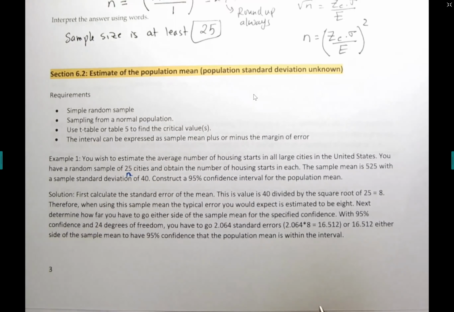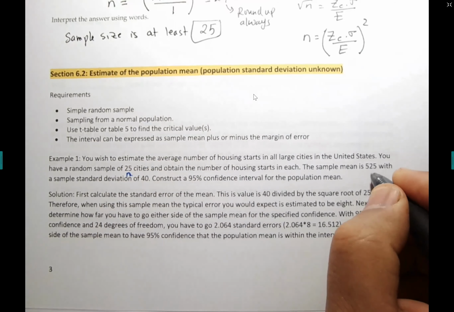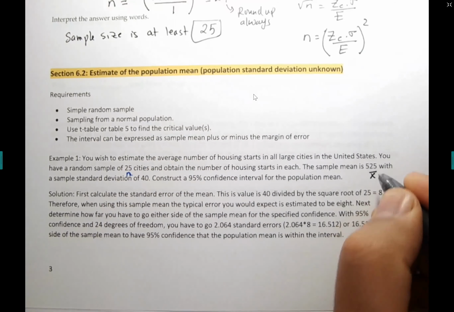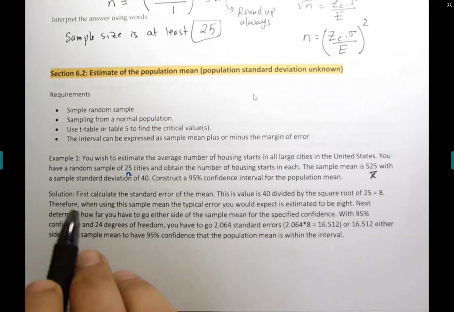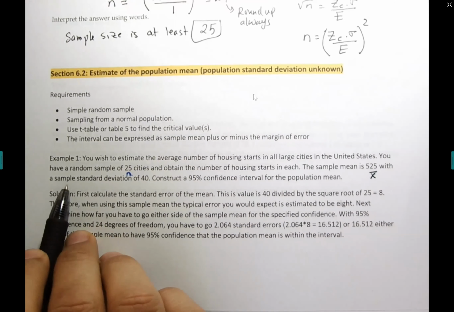And obtain the number of housing starts in each. The sample mean is 525, so X bar is 525. Look what it says here, guys. Just pay attention to this. It says with a sample standard deviation of 40. So you cannot write this is sigma. This is S, not sigma, so S is 40.